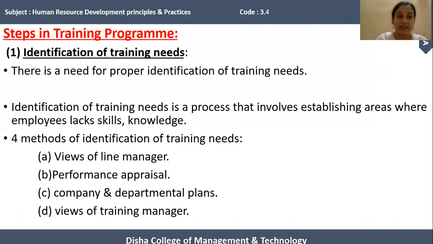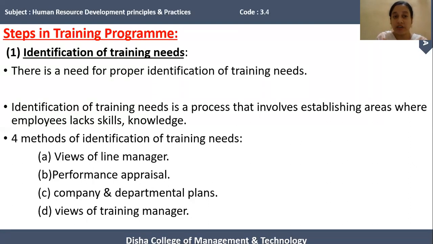Next we will discuss the steps in the training program. A training program should be arranged in a systematic manner. The objectives of the training program can then be imparted to the trainee in a systematic manner within a shorter period of time. So for providing the training program in a systematic or scientific manner, the trainer has to proceed in a step by step manner.